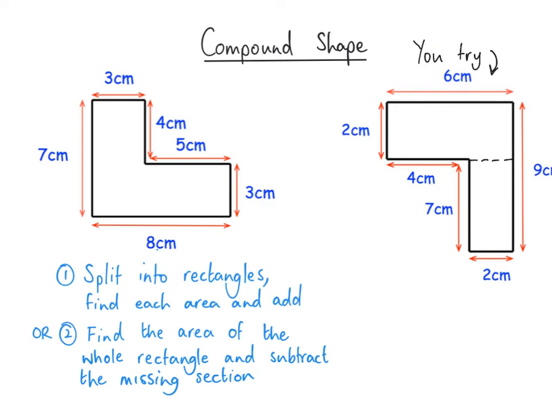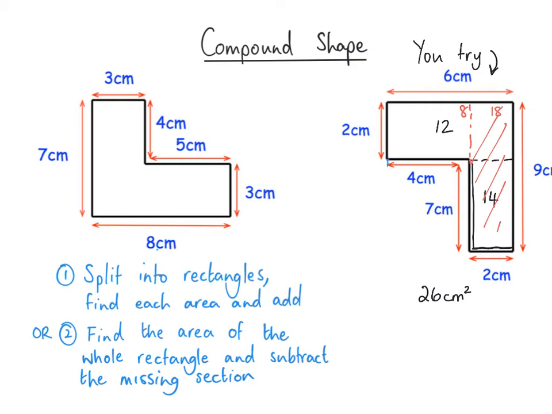The top rectangle is 6 times 2, which is 12. The 4 is not helpful. This rectangle at the bottom, I need to use the 7 and the 2. 7 times 2 is 14. When I add those together, I would get 26 centimetres squared. You could have also split it there. You would have got 8 on this bit, and you would have got 9 times 2, 18 on that bit, so you would have added them to get 26.